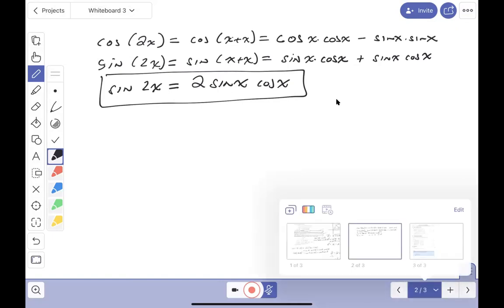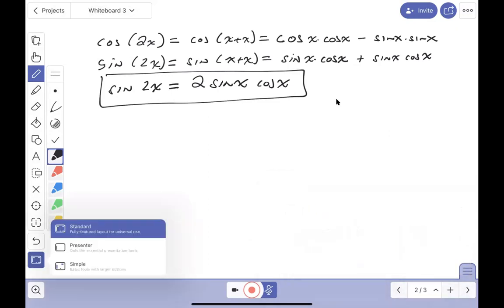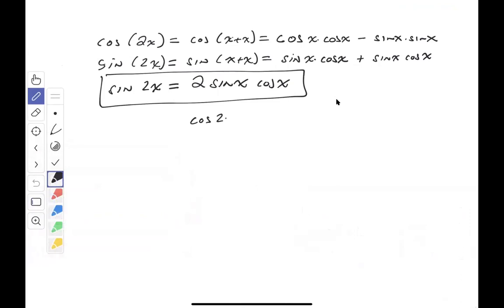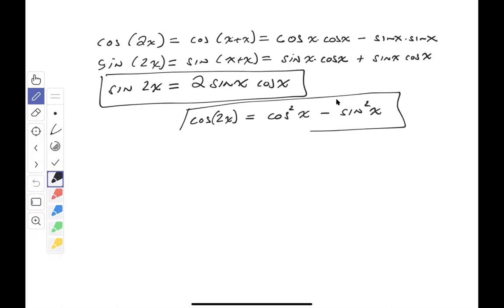Well, I got something pretty interesting here. Let me just try to get rid of the, I'm going to go for simple. I'm going to write down the cosine of 2x is the same thing as cosine squared minus sine squared. That's a double angle formula. All right, I'm going to put other ones down for you. Don't be alarmed. It's written in your notes.